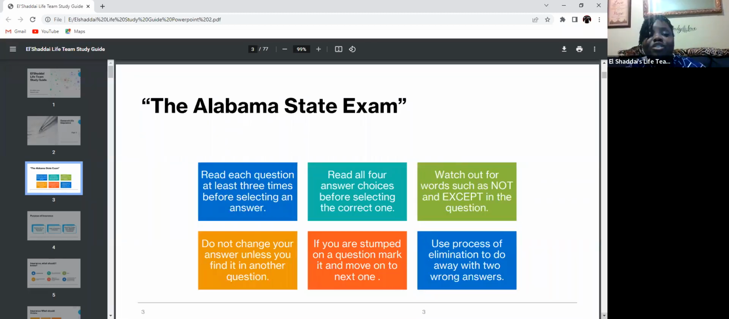First thing first, you want to read each question at least 3 times before selecting an answer. And then you want to read all 4 answer choices before selecting the correct one. The test is designed to deceive you. It's designed for you to see that little catchy word and say, oh, I know that's it. I remember that. But you want to make sure you read all 4 answer choices, okay?